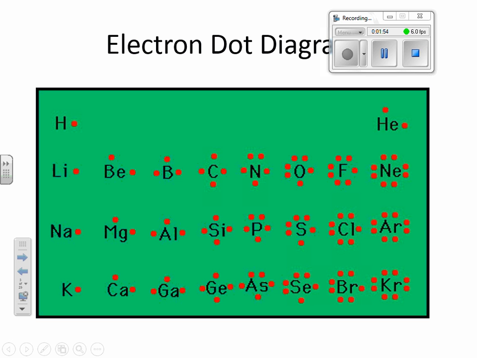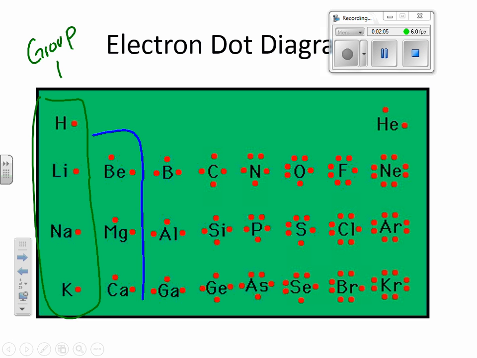And you can tell how many dots each atom has around it. So hydrogen, this whole group here is group 1 on the periodic table. Any coincidence? Group 1 has 1 dot. Next, this group is group 2 on the periodic table. Then the transition metals, we skip the transition metals.